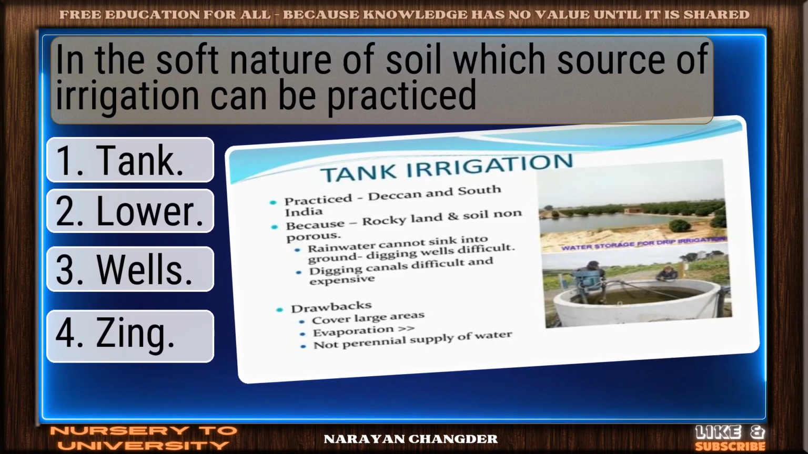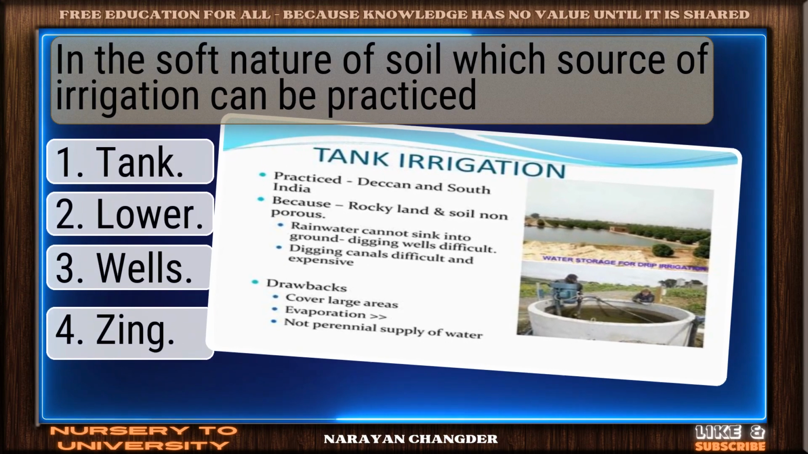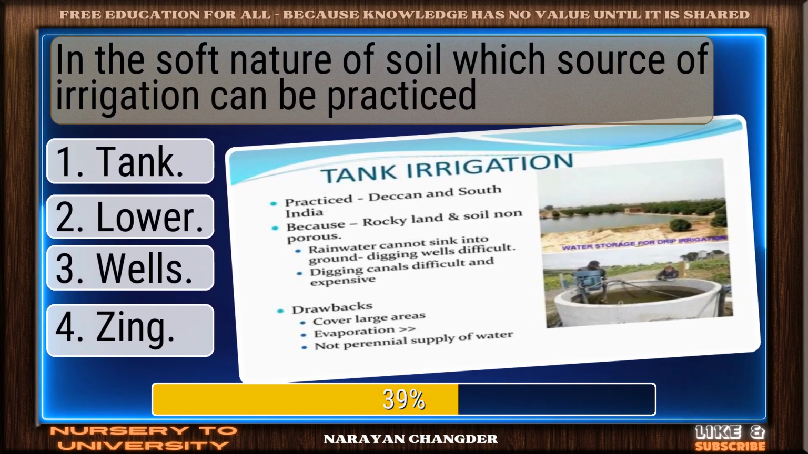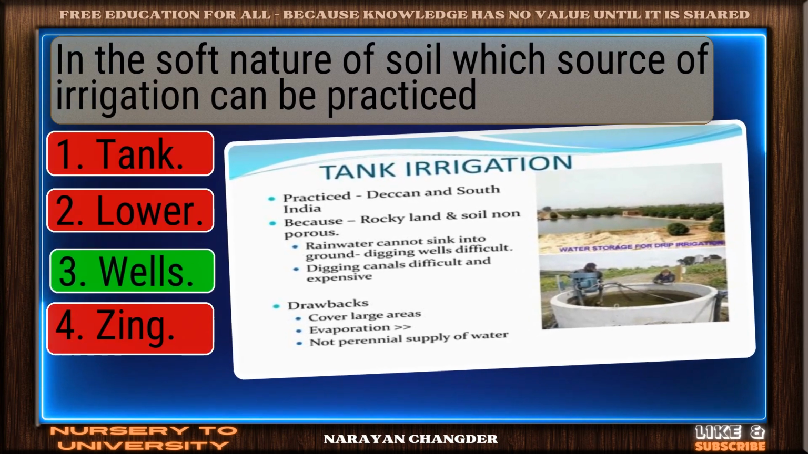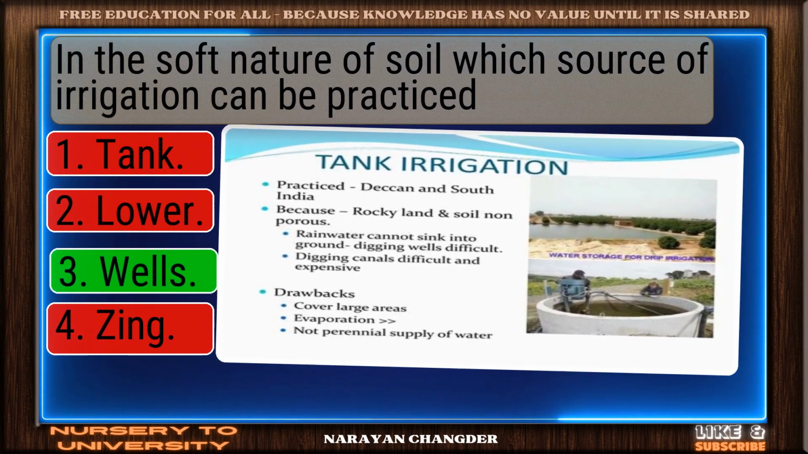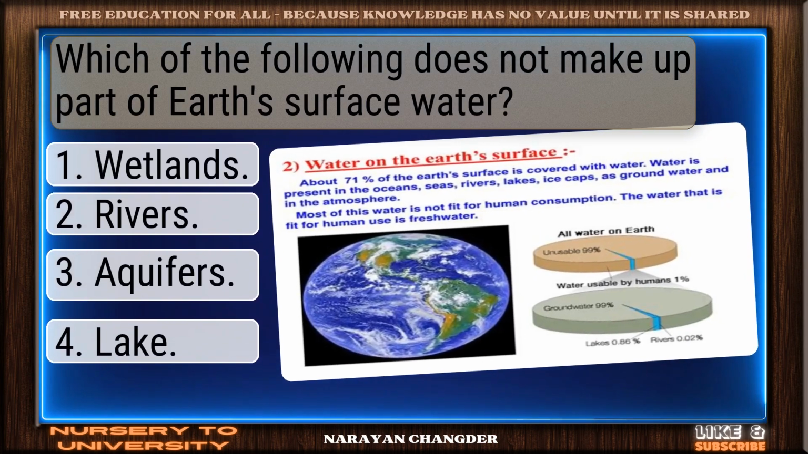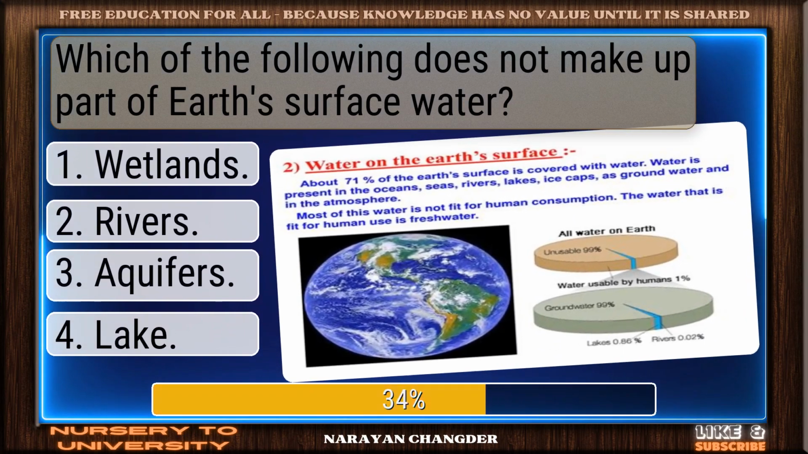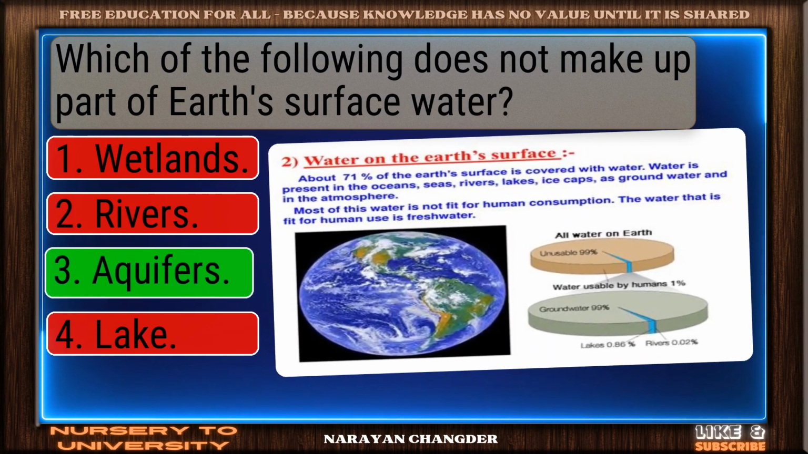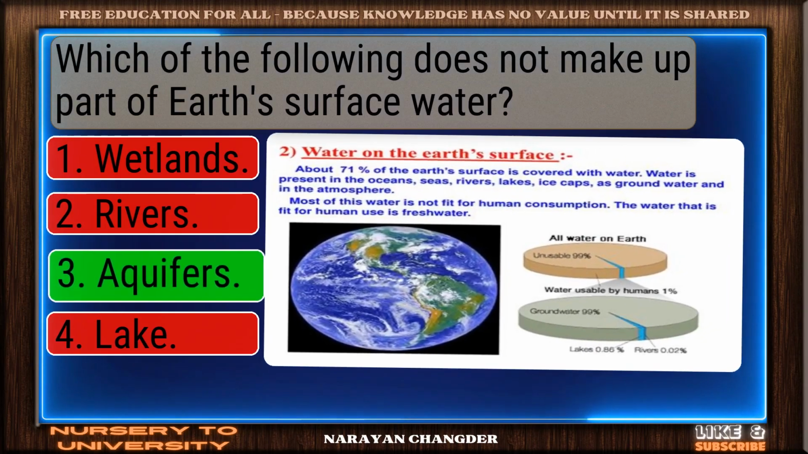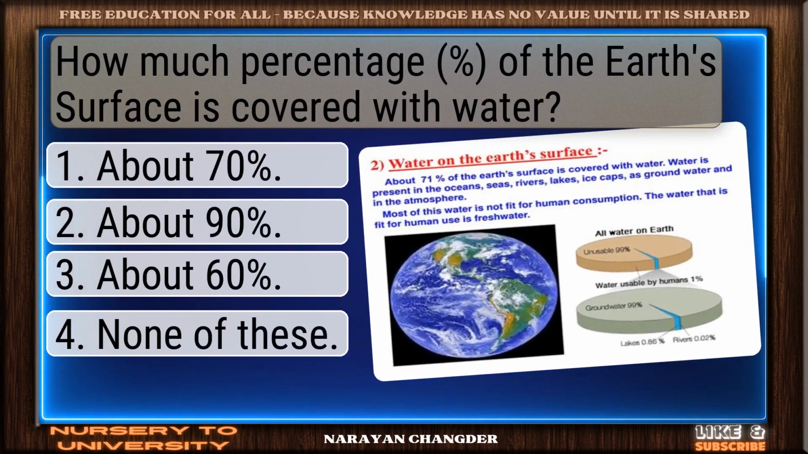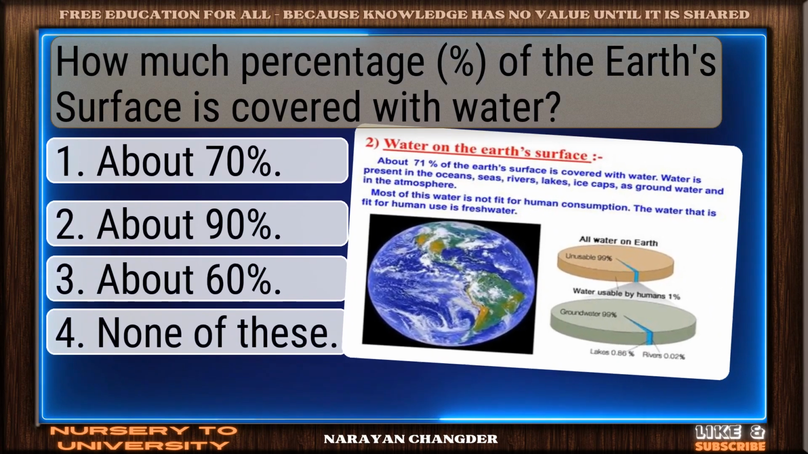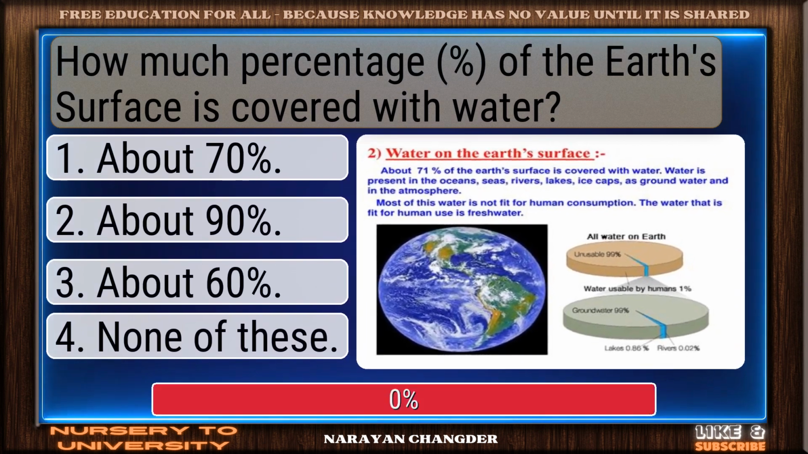In the soft nature of soil, which source of irrigation can be practiced? Correct response. Wells is accurate. Which of the following does not make up part of Earth's surface water? Exactly. Aquifers make sense. How much percentage of the Earth's surface is covered with water?